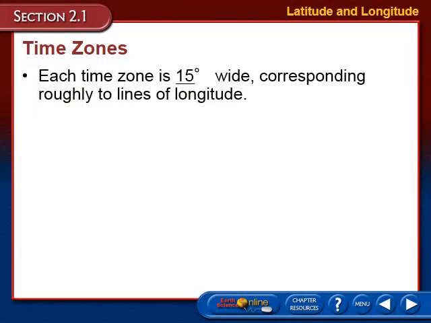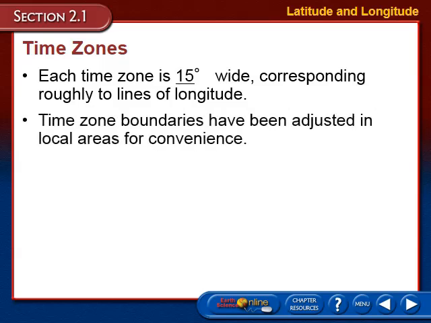Each time zone is roughly 15 degrees wide. Using your measurements from latitude and longitude, you should be able to figure out about how many miles that is. But they try to correspond roughly to the lines of longitude.